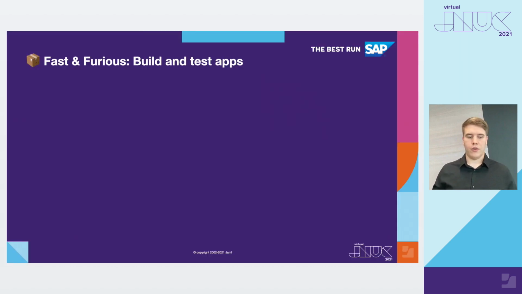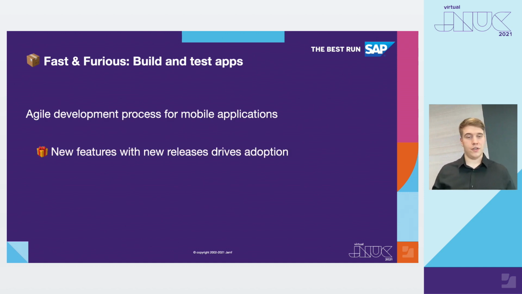So as mentioned before, the development of a mobile application is quite agile. So there are new features around every year after WWDC when a new feature is announced. We want to make sure to adopt the newest features as soon as possible. This will drive adoption, of course, and users will get used to new features way quicker than you can imagine.